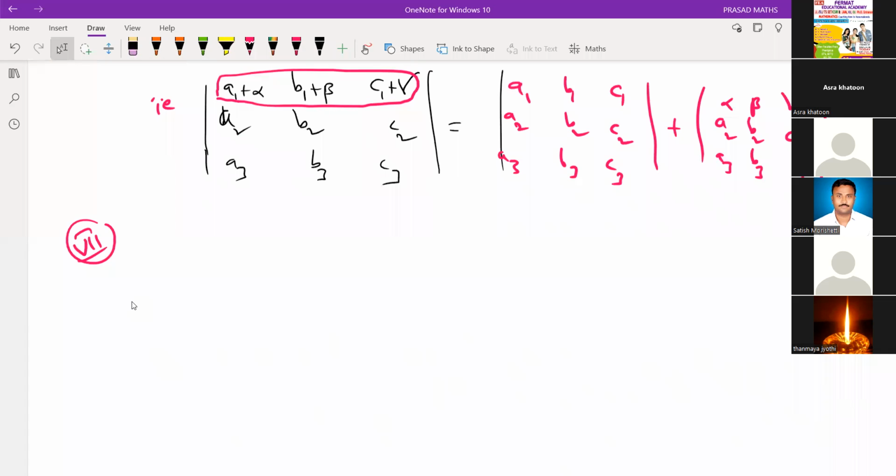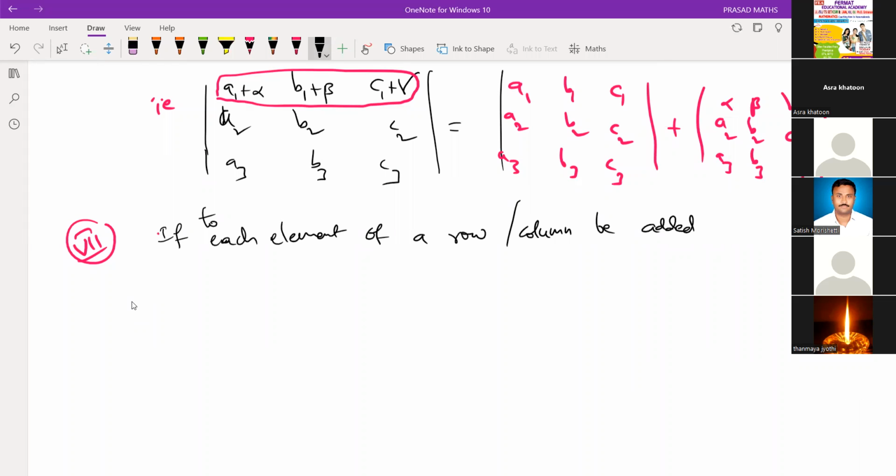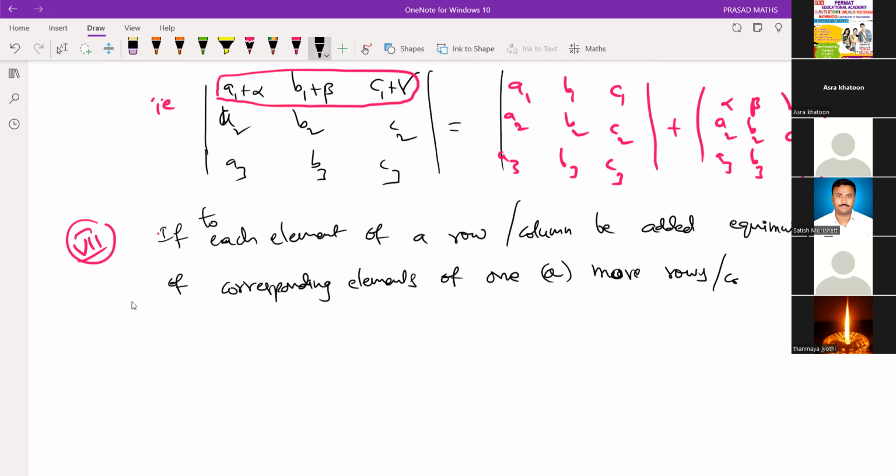So we can do the row operation. That means if each element of a row or column be added equimultiples of corresponding elements of one or more rows or columns, then the value of the determinant is not changed. Value of determinant is not changed.